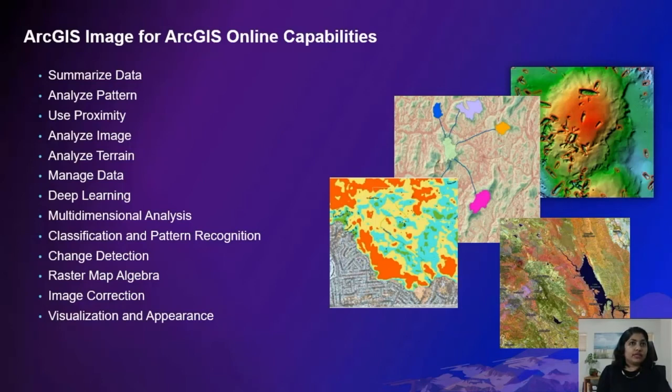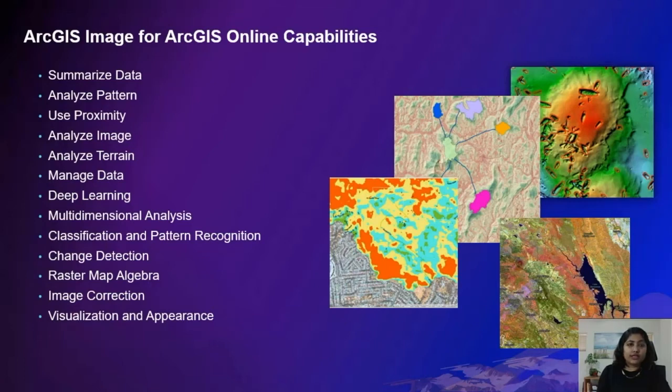The deep learning tools are used to detect or classify specific features in an image or to classify pixels in a raster dataset using artificial intelligence machine learning methods. The multidimensional analytical tools are for performing analysis on scientific data across multiple variables and dimensions, like time and depth. The change detection functions perform change detection between raster datasets.